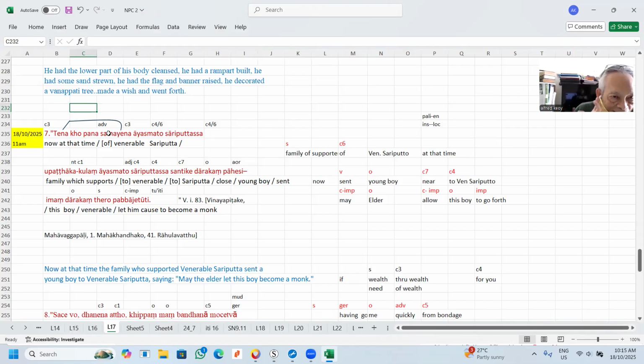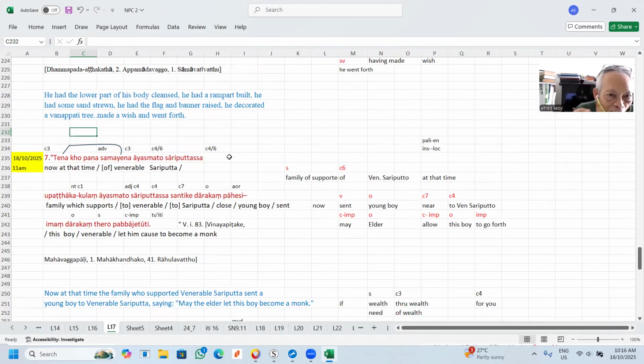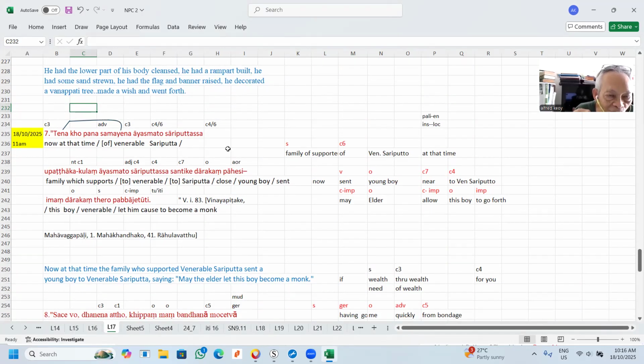This is going to be one little phrase, very commonly found in the sutta: "Now at that time." You cannot translate it individually, and you cannot arrange it individually. Then it is followed by all this. All these, Ayasmato and Sariputta, are both in the same case. This is an adjective, so it means "of Venerable Sariputta". This is not the subject yet.